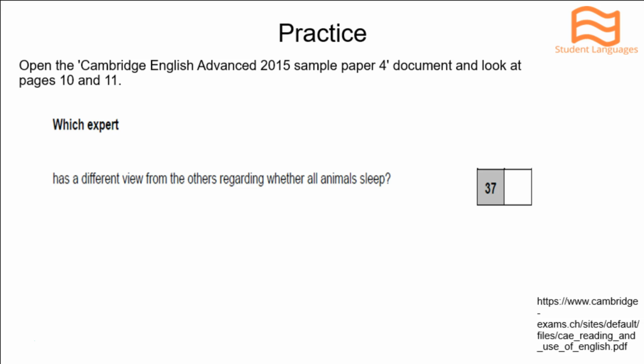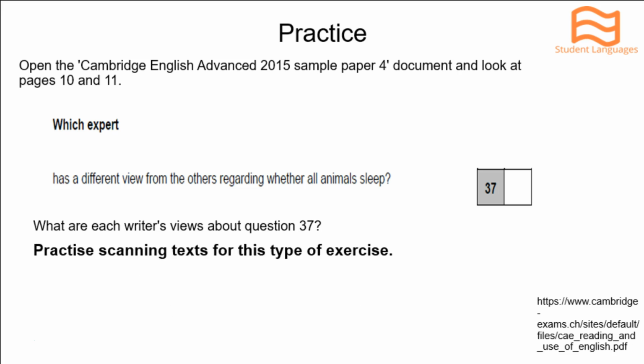Okay, and what I've done is I've put question number 37 here, which is: which expert has a different view from the others regarding whether all animals sleep. What you should do is quickly try to find what each writer's views are about question 37 in order to answer this question. And in order to complete this task successfully, you'll need to scan quite a lot of the passages.